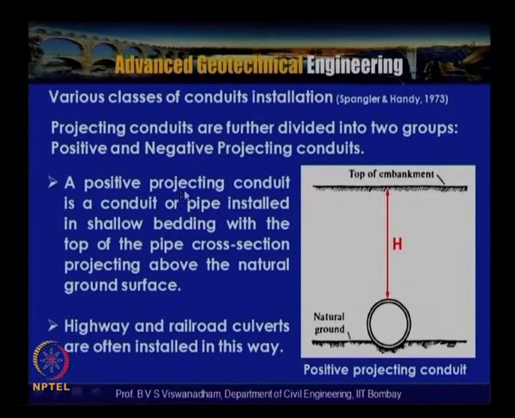So a positive projecting conduit is a conduit or a pipe installed in a shallow bedding with the top of the pipe cross section projecting above the natural ground surface. This is actually projecting above the natural ground. Highway and railroad culverts are often installed in this way. So highway and railroad culverts are basically called positive projecting conduits.